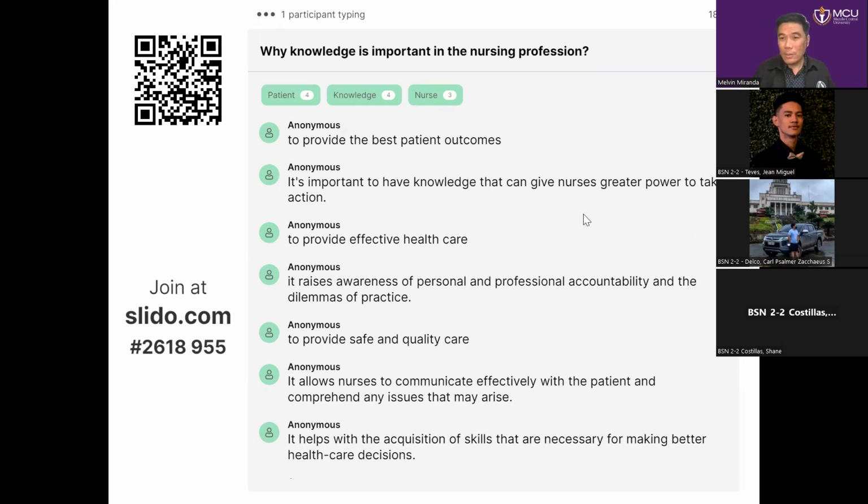Yeah, thank you so much, Mr. Delco. With your responses, you focus on how the nurse will definitely perform, basically on how it will protect patients and how it will protect the profession. So thank you very much.